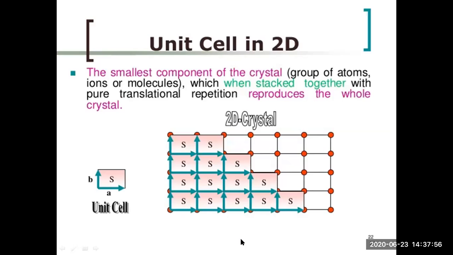Next is unit cell in 2D. The unit cell in 2D is the smallest component of a crystal, a group of atoms, ions, or molecules, which when stacked together with pure translational repetition reproduces the whole crystal, the 2D crystal. Now let's see, it's a unit cell, and when they are put together and make some pattern, they are definitely changing position and pattern.